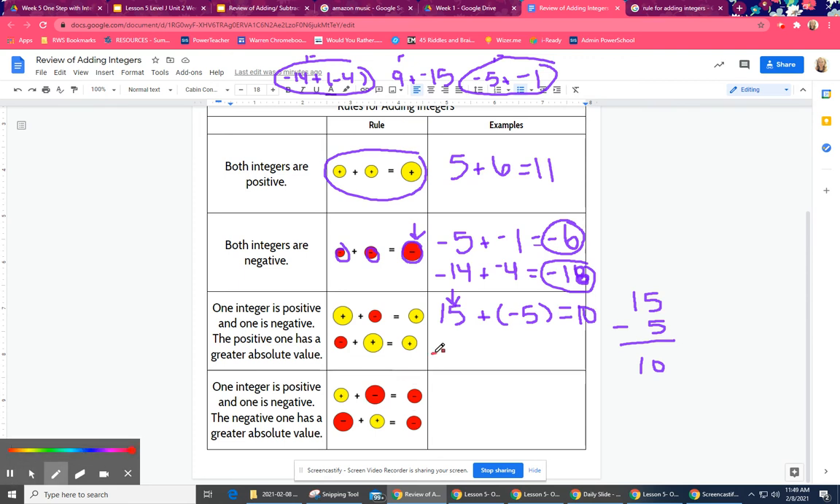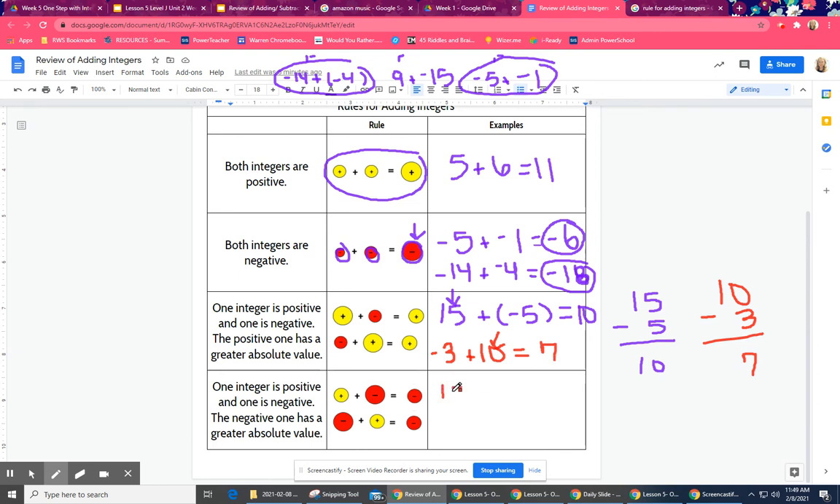Let's do another one. Let's do -3 plus 10. You're adding opposite signs. When you're adding opposite signs, you will subtract. 10 minus 3 is 7. Since 10 has a larger absolute value than 3 and 10 is positive, your answer is positive 7.